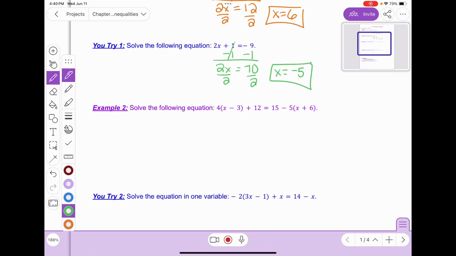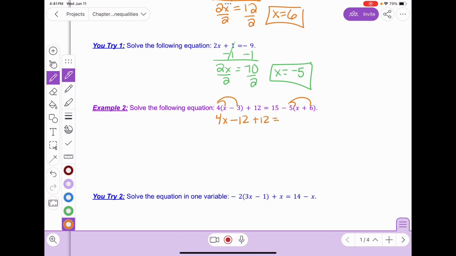When you have your parentheses, you're going to use your distributive property to multiply that through. So 4 times x is 4x. 4 times negative 3 is negative 12. And then negative 5 times x is negative 5x. Negative 5 times negative 6 is negative 30. Then you combine like terms on each side.